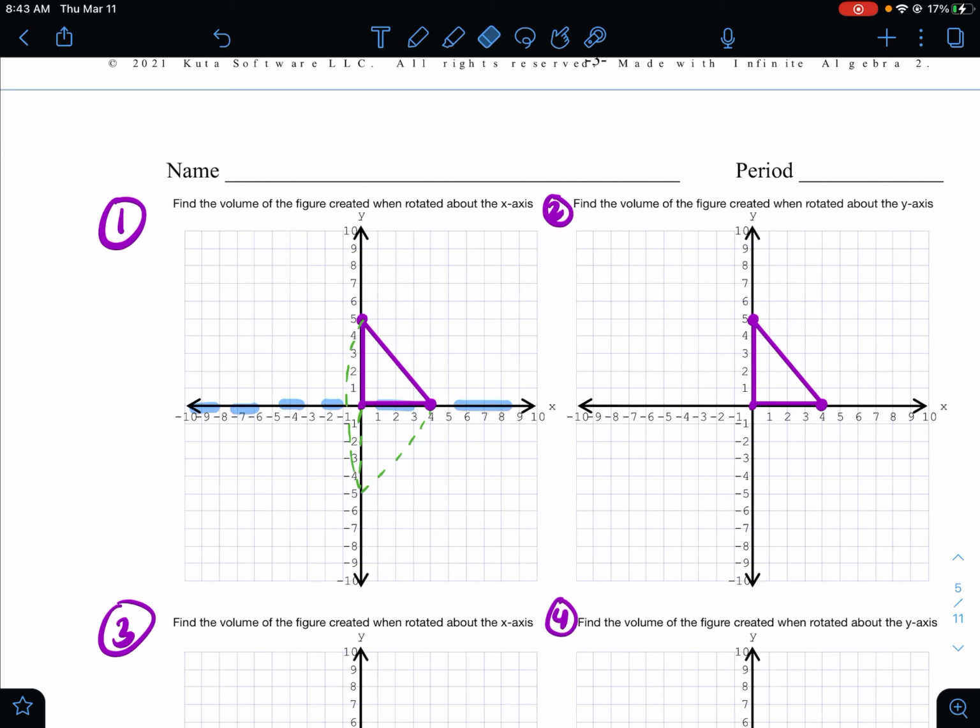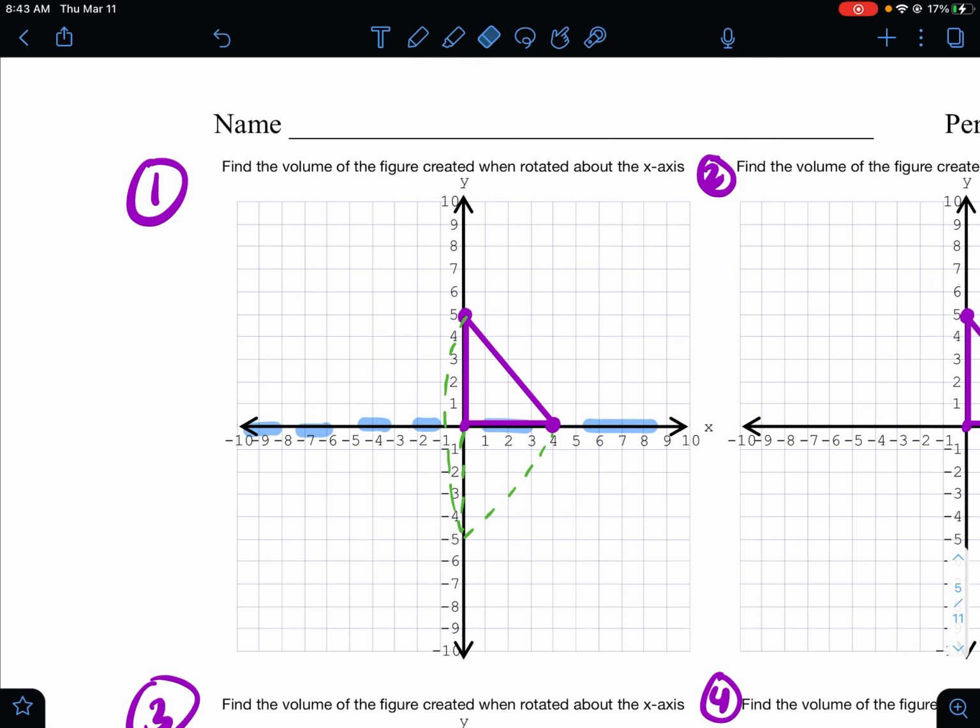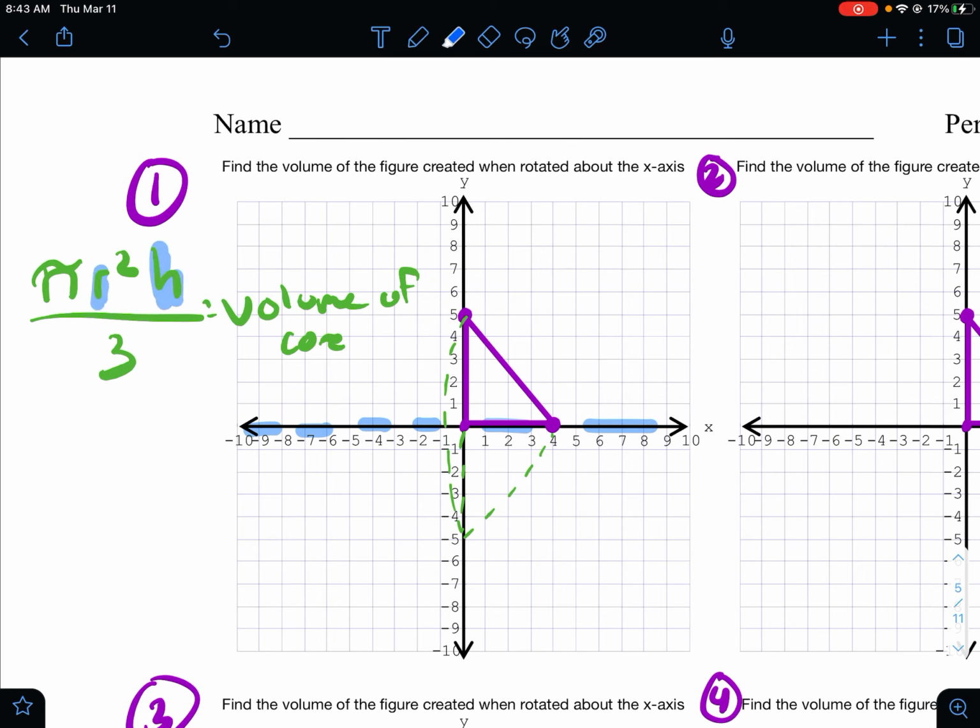So first off, we need to know how to find the volume of a cone. If you look at your SAT formula sheet, we know that the volume of a cone is pi radius squared times the height all over 3. All right, that is the volume of a cone. So the things you need to plug in are the radius and the height. So we need to go ahead and calculate those.